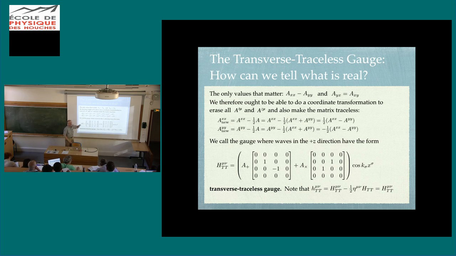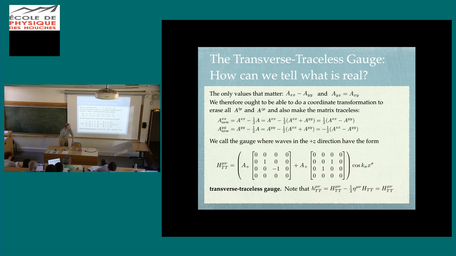So we call the gauge, so I'm assuming we can transform to a gauge, and if you want to see that, you can actually do this, look in basically any GR textbook. But we'll call the gauge where waves in the plus z direction have the form, so here's the traceless part involving this, and here's the off-diagonal part involving that. These are the two polarizations of a gravitational wave, and they're the only physically real parts of the gravitational wave. Everything else is meaningless.